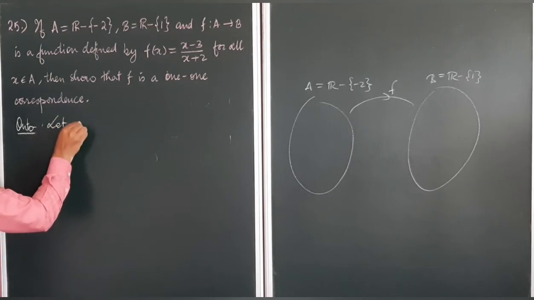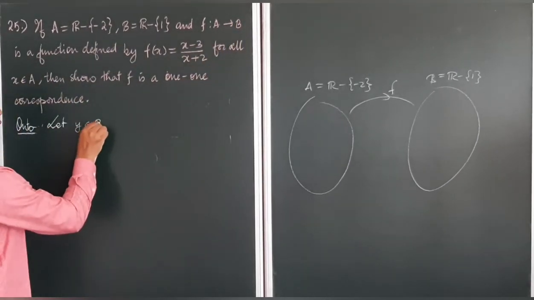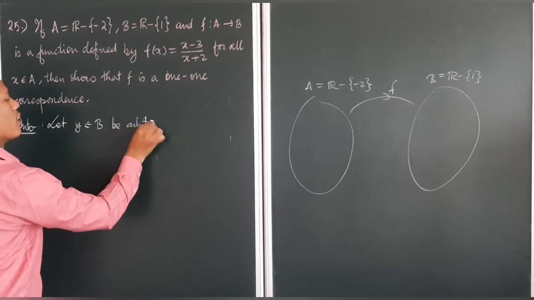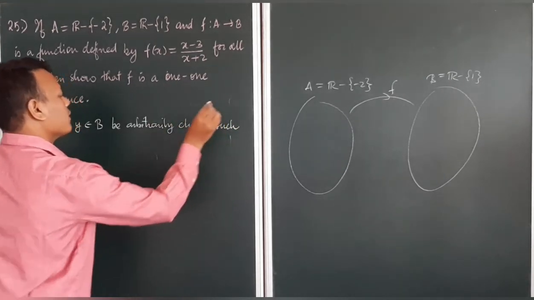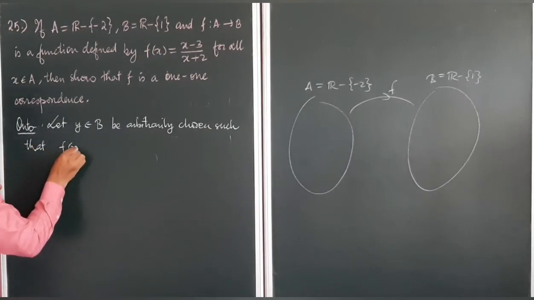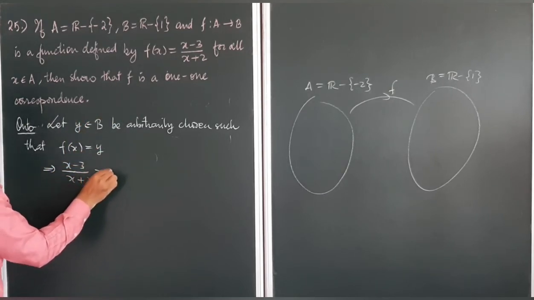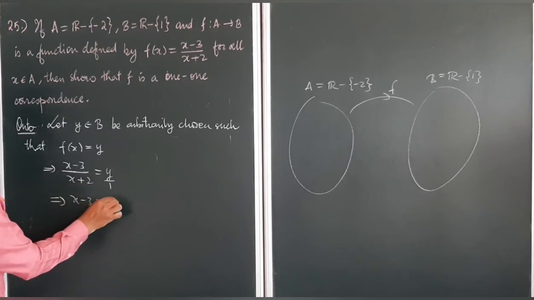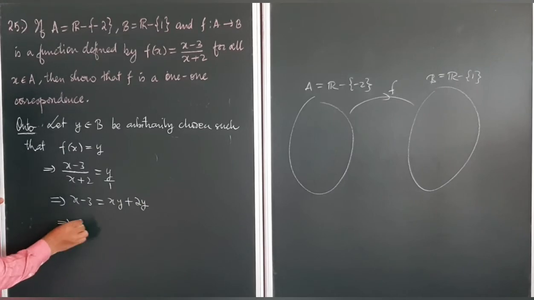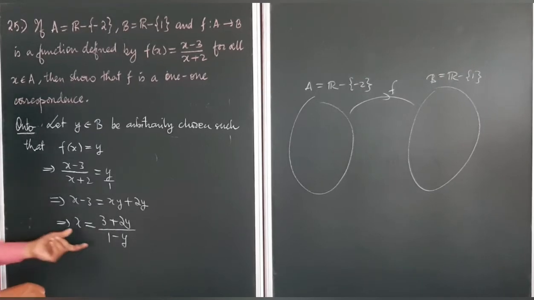So let y be randomly chosen from the second set. And what is the second set? The second set is B. So let y belong to B be arbitrarily chosen such that f(x) equals y. Now what is f(x)? f(x) is (x minus 3) by (x plus 2) equals y, and our aim is to find what x is, isn't it? So let's find x. So we have x minus 3 equals xy plus 2y. So from here we have x. Let me directly write the value of x. From here you will find that x will be this much. So you will verify by yourself.